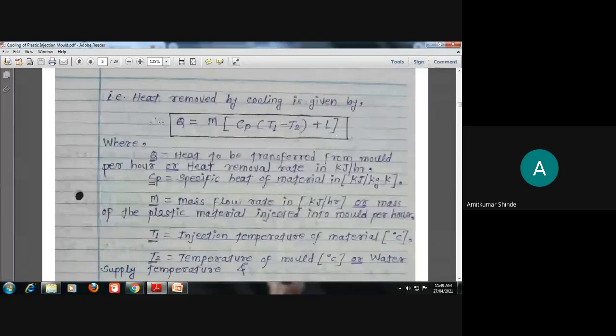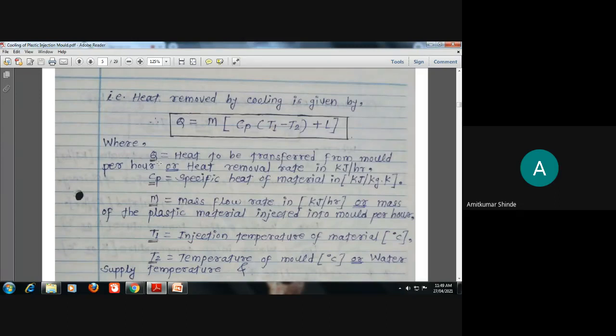This is the formula. Q is nothing but the rate of heat removal, or rate of heat transfer from the mold. From the mold, we are removing the heat by circulating water through the different cooling channels. This rate of heat removal or heat transfer is in kilojoules per hour. Now this rate of heat removal depends on the following factors.